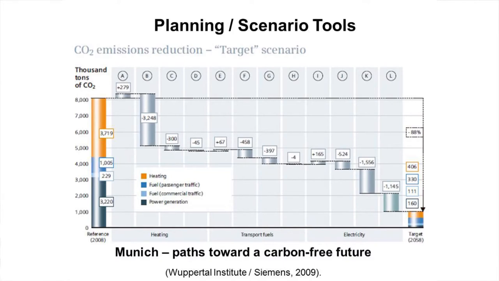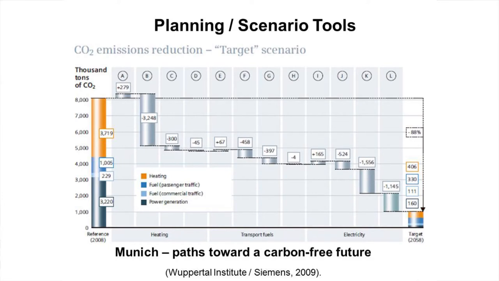In this particular presentation I gave in Calcutta, I also pointed to some tools that are done. There are a lot of organizations beginning to develop tools for reducing emissions. So this is one out of the Wuppertal Institute in Germany, sponsored with Siemens, who are doing scenarios for reducing Munich's greenhouse gas emissions. Looking at major cuts, so looking at 2050 and saying, how do we reduce by 80%? How do we reduce by 90%?